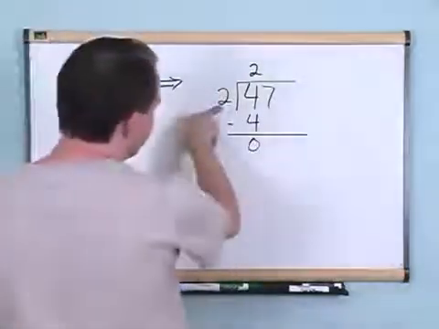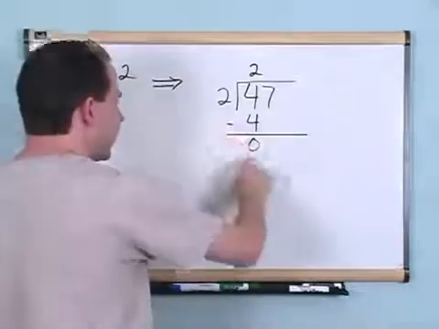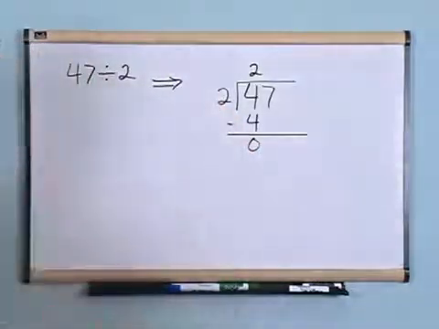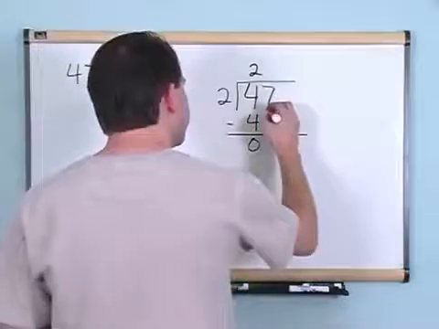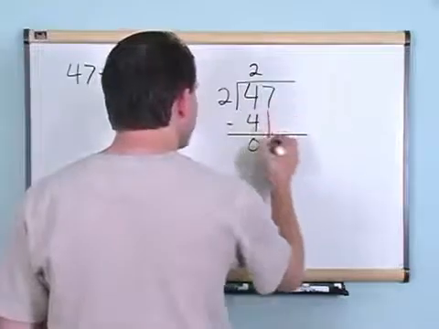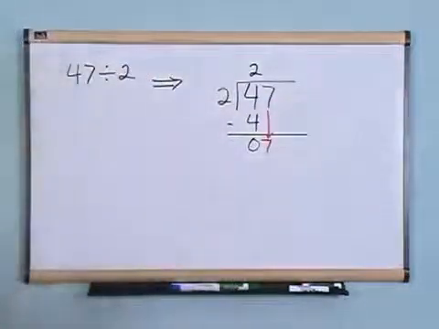You can't take 2 and divide it into 0 because, in order to do division, the number you're dividing into has to be bigger than this number. So you can't do any more division. But you do have this 7 sitting out here. So I'm going to draw an arrow, and I'm going to put this 7 down here, okay? So you have 7.